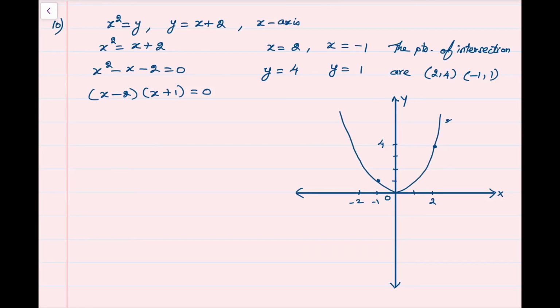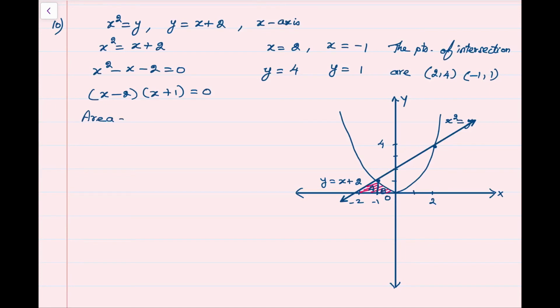The equation is x squared equal to y. The line also passes through these 2 points. The equation of the line is y equal to x plus 2. We have to find the area enclosed by the parabola and the line and x-axis. Since it is given that the area is enclosed by x-axis, we have to shade this region. We will draw the limit line. We will take this as area A and that as area B.